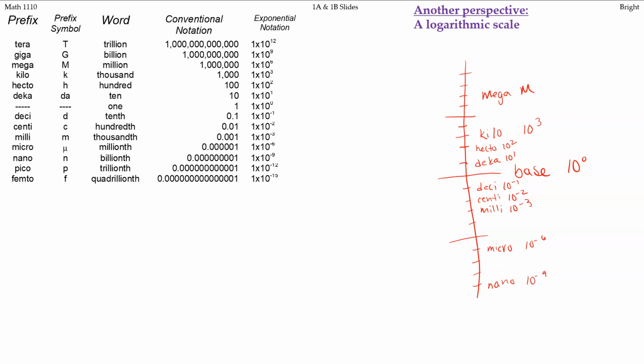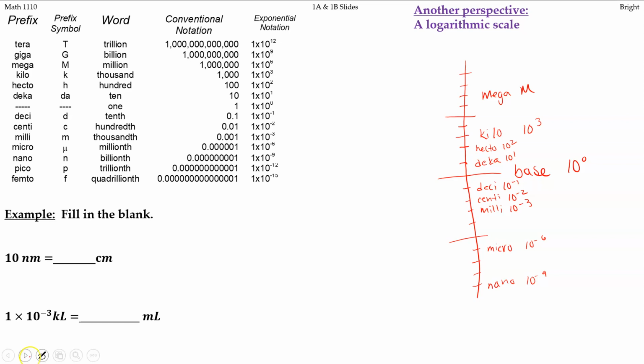Okay, and then this way I can use this scale to count as I do some conversions. So, for example, if I want to convert 10 nanometers into centimeters, all I have to do is say, okay, I'm at nanometers, and I have 10 of those. I need to go up to centimeters. So I know in total I go up 1, 2, 3, 4, 5, 6, 7. So there's 7 spots.